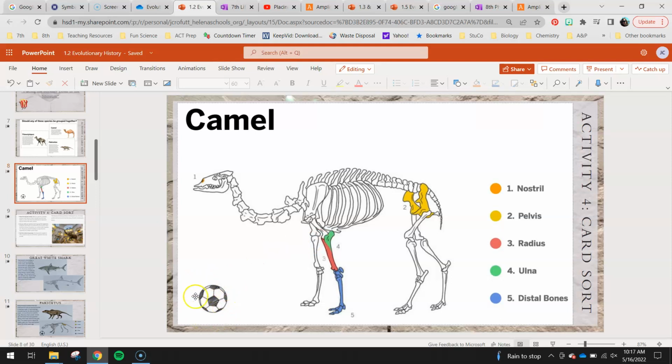It also shows you this little soccer ball, so you can see the difference in sizes. Here's the soccer ball. Here's how big a camel is compared to that soccer ball. And then you will be able to compare the size for maybe the Pachycetus or whatever the case. And then you can see all the other bones there.